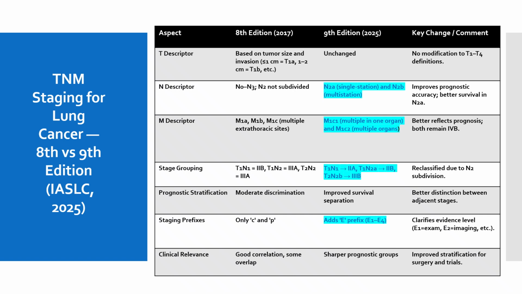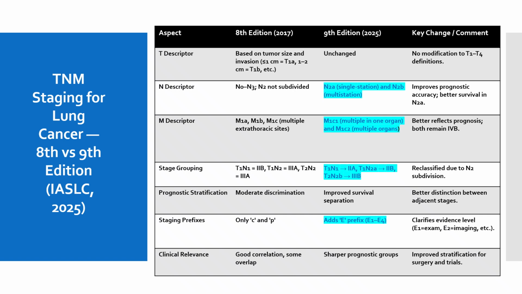So this is the comparison table between the 8th and 9th edition. The main differences are in describing the nodes and metastasis, which then upgrades or downgrades certain stages of the tumor. In T descriptor, there is no change in 9th edition. There is an N descriptor change, as mentioned earlier. N2 was subdivided into N2a and N2b. M descriptor, M1c was subdivided into M1c1 and M1c2.